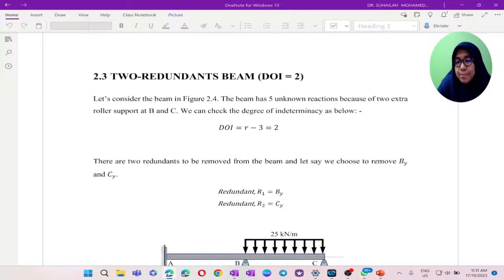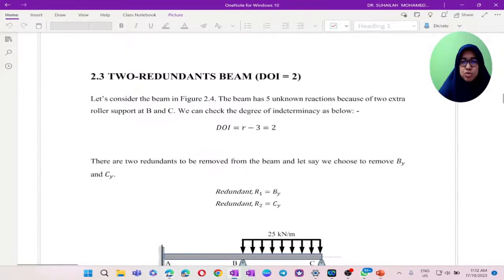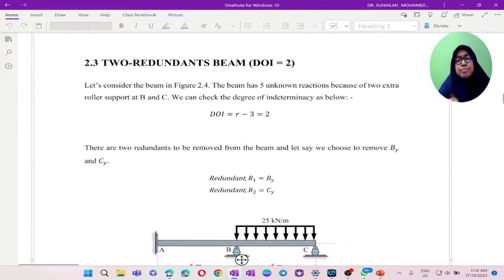So this is week number 3. We are going to discuss how to derive the compatibility equation for two redundant beam. And after that we will try to solve analysis of frame with two redundant. Okay, let's look at the module under 2.3, two redundant beam.